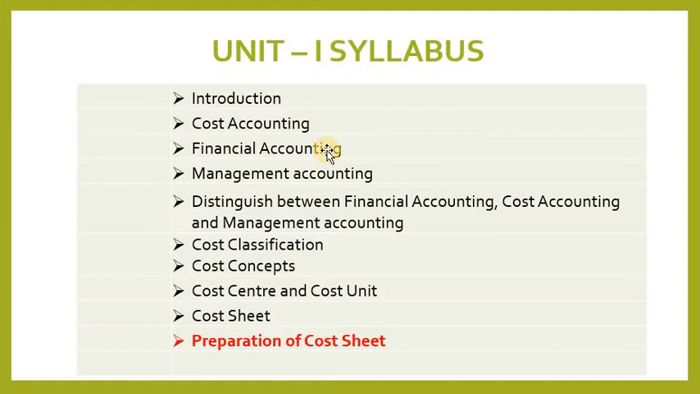Yesterday in class we discussed the components of cost. That means the prime cost, factory work cost, cost of production, and total cost. When you want to prepare the cost sheet, first we calculate all these four costs and include them in our cost sheet. Let's see what the format of cost sheet is.